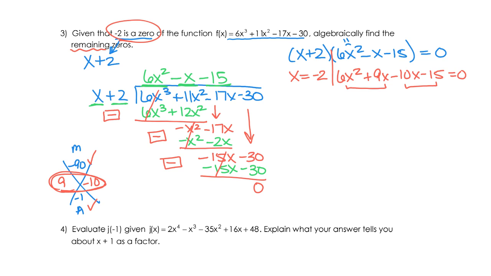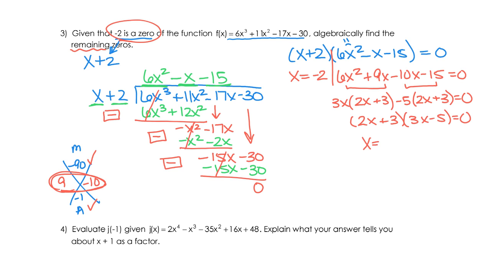Out of the first group, I can pull out a 3x, be left with 2x plus 3. Out of the second group, I can pull out a -5, and left over would be a 2x. I pulled out a negative, so that flips the sign to a positive 3, and they match. So 2x plus 3 is a factor. 3x minus 5 is a factor. And I end up with x equals -3 over 2, and x equals positive 5 over 3.